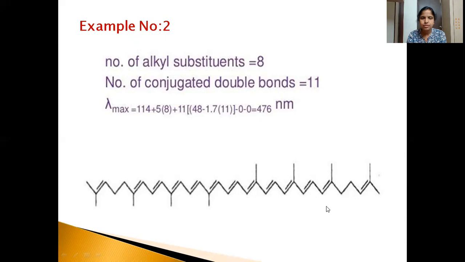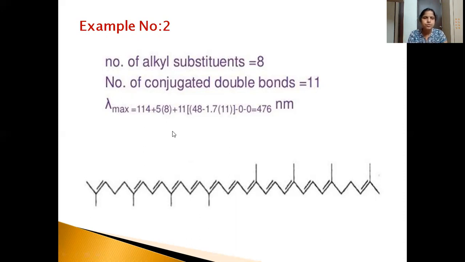So when you are considering the alkyl substituents or conjugated double bonds, we need to be very careful. First look at the structure and then first find out the conjugated system. So the number of alkyl substituents is 8 and the conjugated double bonds are 11.